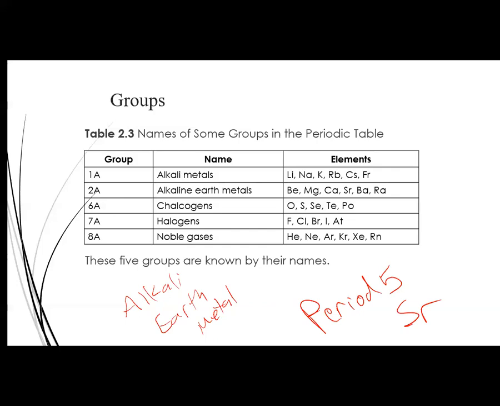Now I realized that I made a mistake when I was talking about tellurium. Tellurium is not in period 4. Tellurium is in period 5. So the first example, it shouldn't have been tellurium. It should have been selenium. I miscounted when I was going down.